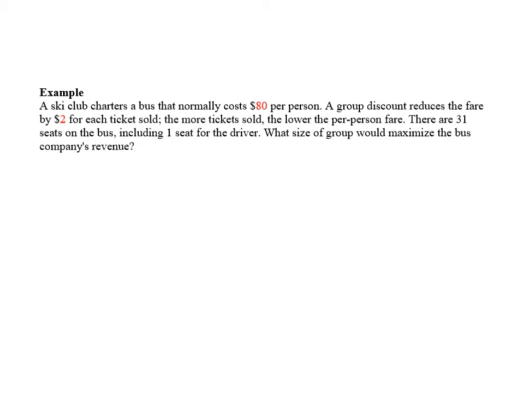The first thing we need to be concerned with is what the domain for this problem will be. Since there are only 31 seats and one of them is for the driver, what are the different numbers of people we can have going on the ski trip? So the lowest number we could have is 0, but that wouldn't really be a group. So let's say 0 is less than x, less than or equal to 30. Or 0 is less than x, less than 31.